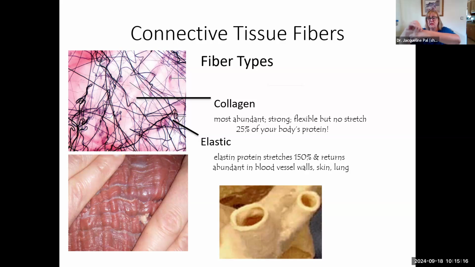The same thing with your skin. We can stretch your skin, but I don't want my skin to be staying up like that. Your lungs, we take a deep breath, your airways expand, but then we want them to contract when we exhale. So with elastic fibers, that elastin protein not only needs to stretch, but it needs to return to its resting length.